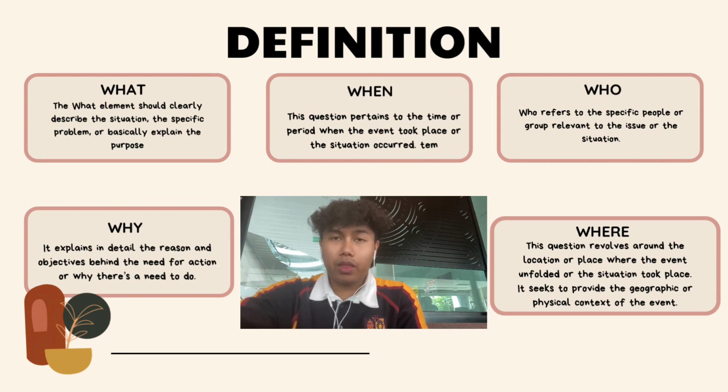So when. When is the last one from 5W, and this question pertains to the time or period when the event took place or the situation occurred. Like, when did the event happen or the problem happen. And the last one is how. How is how we describe the situation or the events that happen in the situation. For example, how do we solve the problem?